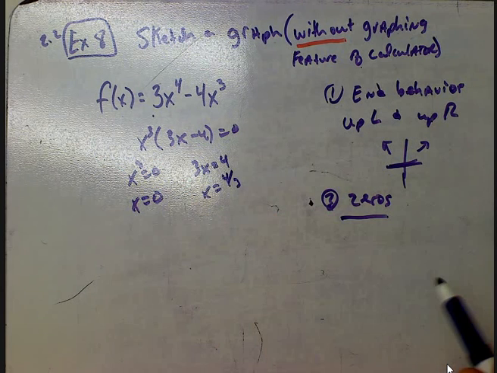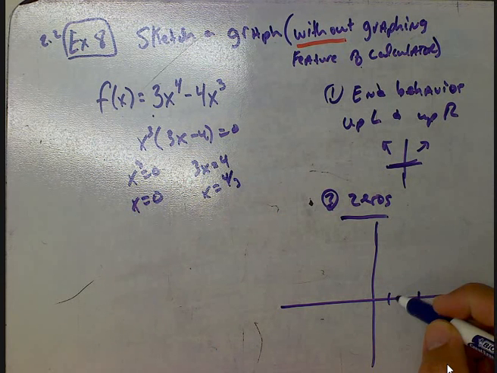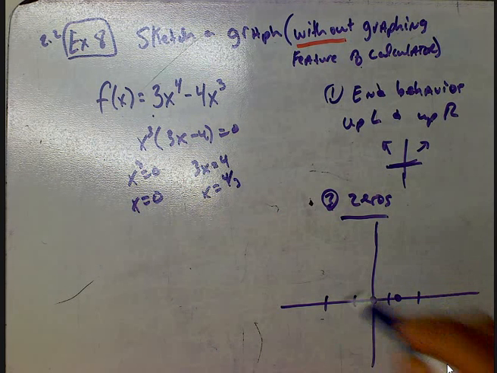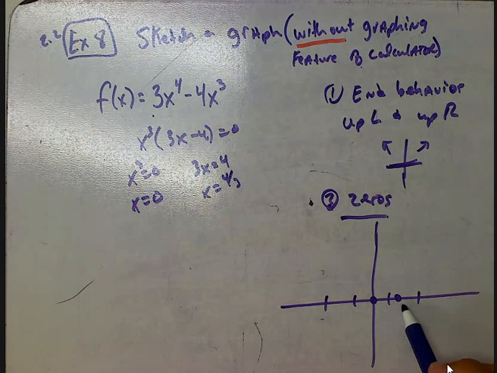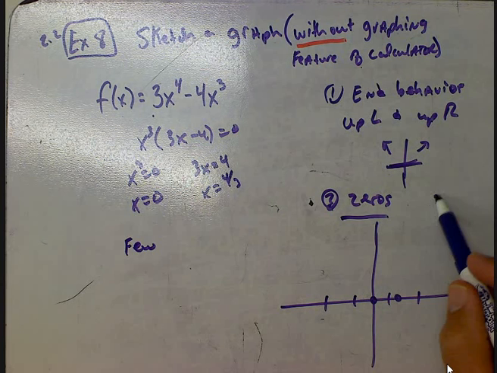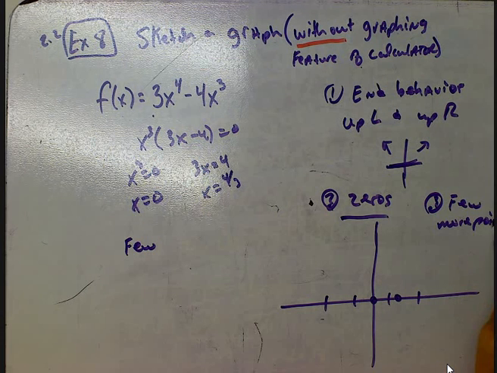So our zeros are at 4/3, so there's a 0 there, and a 0 at 0. So 0 at 4/3 and 0 at 0. And we know, let's find a few more points in between now. So step 3, a few more points.